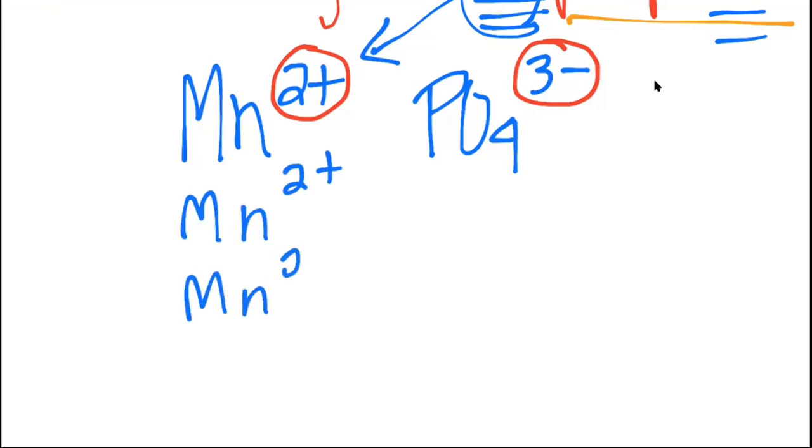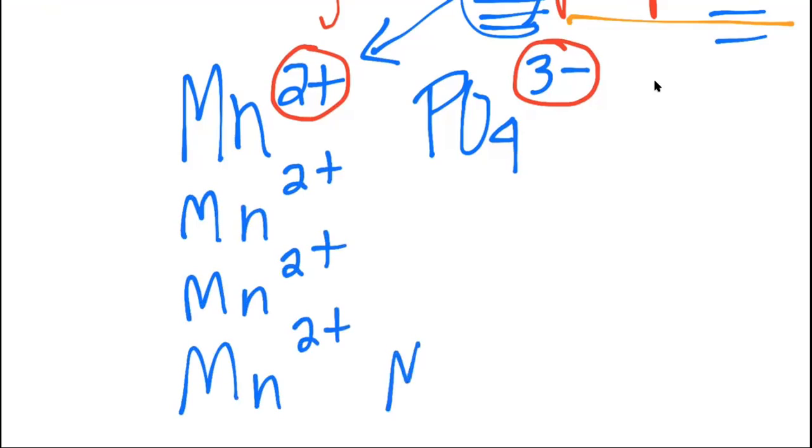Okay, add up all those +2s. Is that 6? So I got +2 here, plus this 2, that's 4, that's 6, that's 8, that's 10. Right now I got +10. That's way too many. I only need 6.